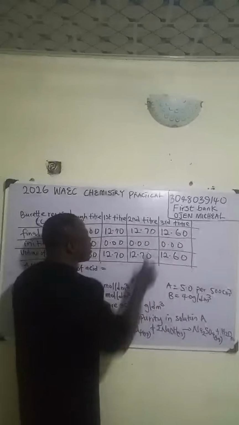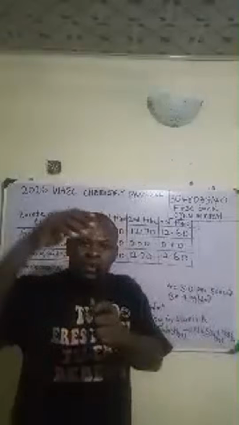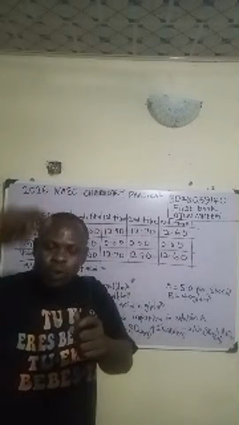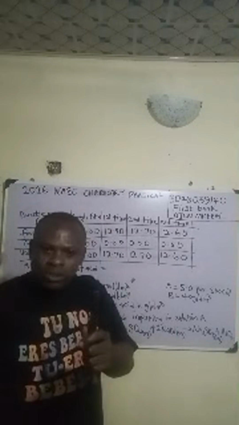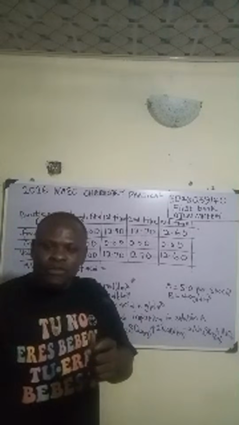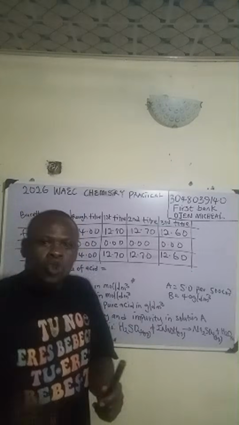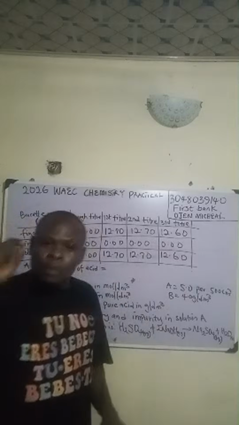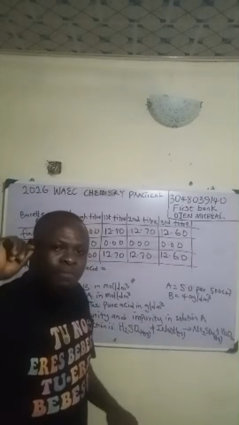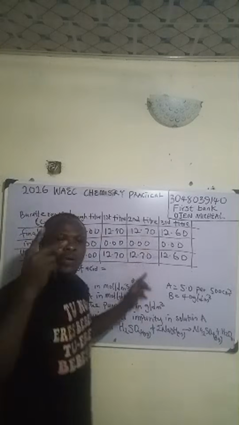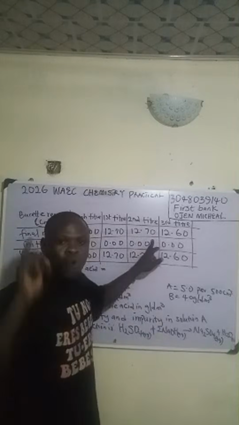If you should write 12, what will happen is that the burette is calibrated 0.00, 0.10, 1, maybe 1.2, 1.3, 1.4, 1.5, 1.6. There is no 1.45 or 1.12. So if you write that, you are going to be penalized. If any examiner is marking your script and sees anything that is not zero at the end, you must always leave it in 2 decimal places. Don't leave it in 1 decimal place.